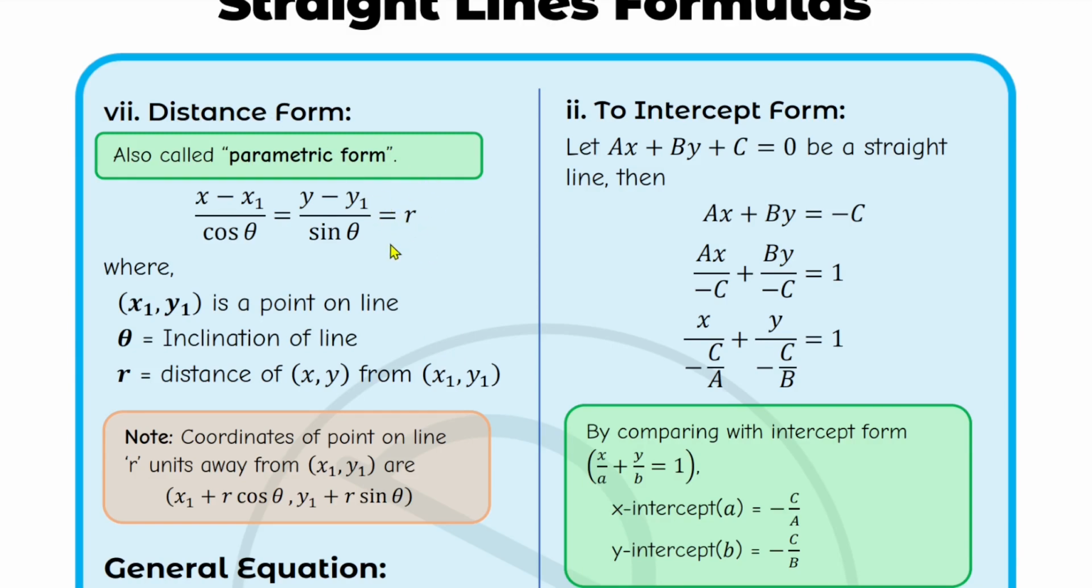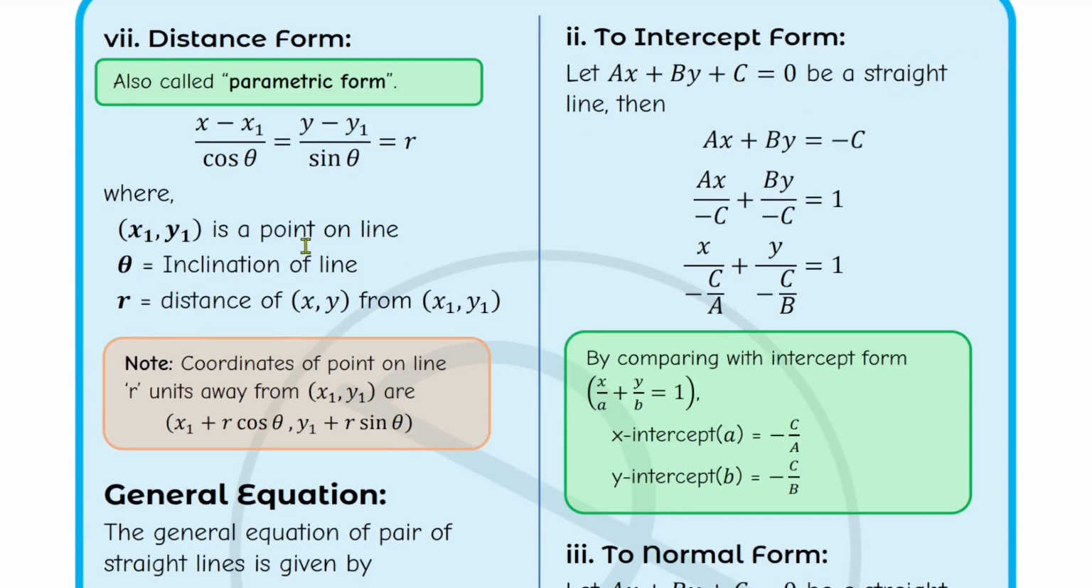It tells the distance. And there is an important application for the distance form, that is, if you want to find the coordinates of a point on the line that is r units away from x1 comma y1, use the following formula: x1 plus r cos theta comma y1 plus r sin theta.